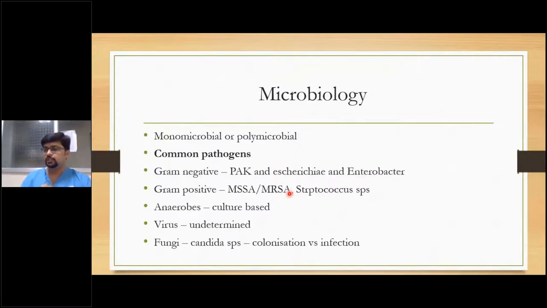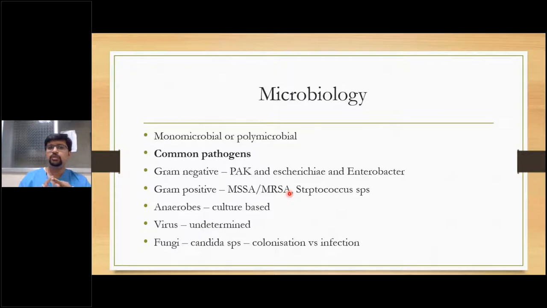So coming to the microbiology, your hospital-acquired pneumonia or ventilator-acquired pneumonia, based on microbiology, can be monomicrobial, but usually it is polymicrobial and not monomicrobial. The commonest pathogens for hospital-acquired pneumonia are gram-negative and gram-positive organisms. There were studies which tell that among gram-positive organisms, MSSA is more common than MRSA, and streptococcus species are also seen. And gram-negative organisms like Pseudomonas, I just termed it as PAK because we don't like Pakistan. So it is Pseudomonas, Acinetobacter, and Klebsiella. And other than that, there is Escherichia and Enterobacter. So those are your gram-negative organisms.